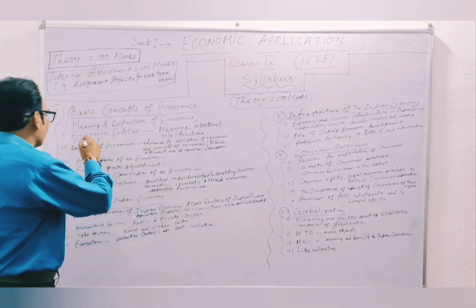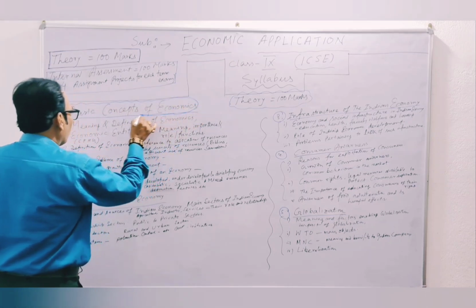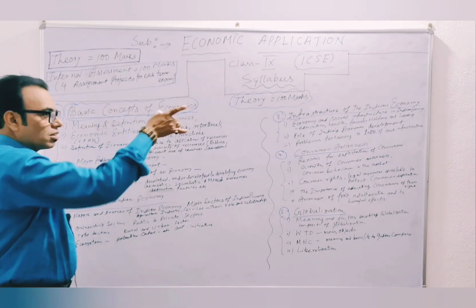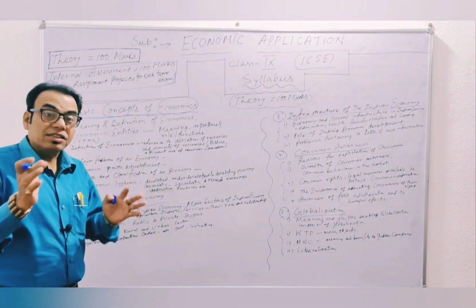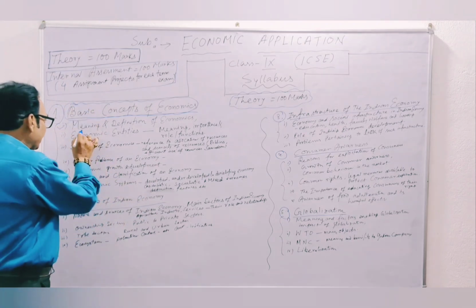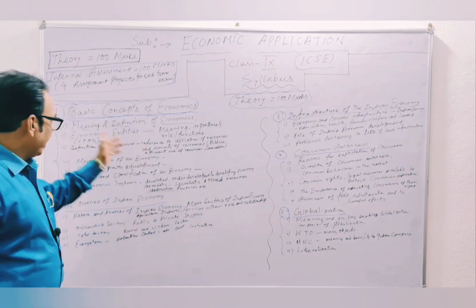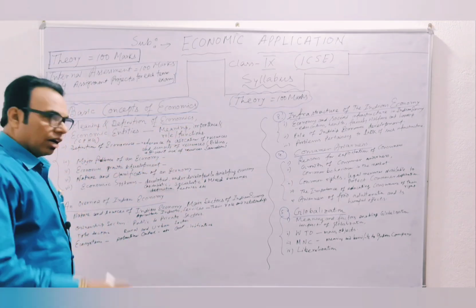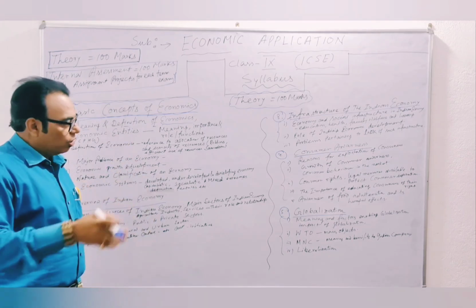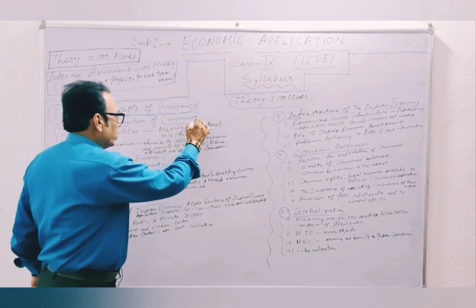So first is the basic concept of economics. It is the basic things. Under this basic concept of economics, whatever the things we are going to know. Number 1, meaning and definition of economics. These all chapters I will explain. I will give different videos, and if you follow each video, you can nicely understand. So meaning and definition of economics.